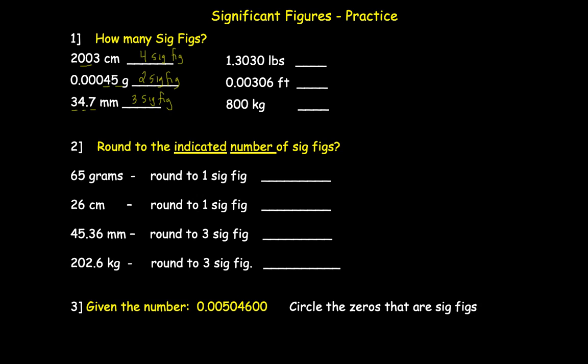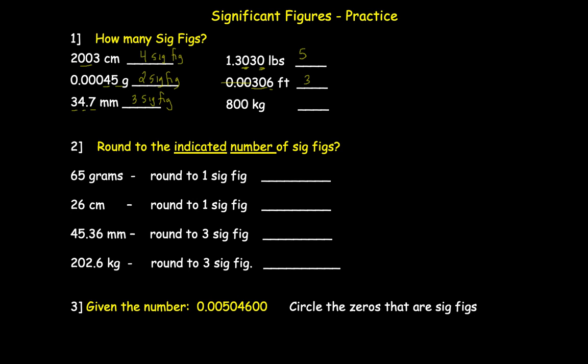Okay. Now, take a look at this one, 1.3000030 pounds. Well, these are all sandwiches. That's a sandwich zero. And this is trailing, but it's trailing with the decimal point. So I'm going to take all of these to be significant. I'm going to have 5 sig figs here. Okay. 0.00306 feet, sandwich zero counts, 3 counts, 6 counts. These are leading. They don't count.